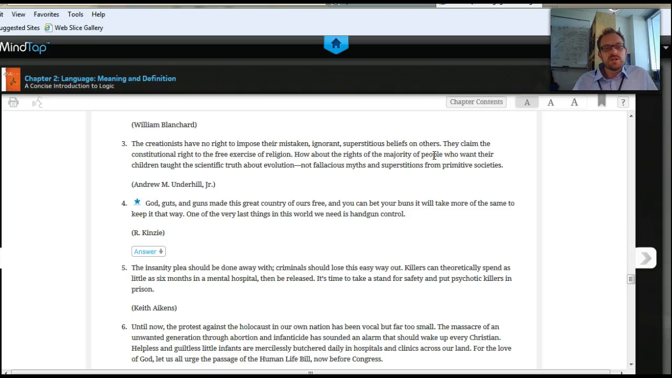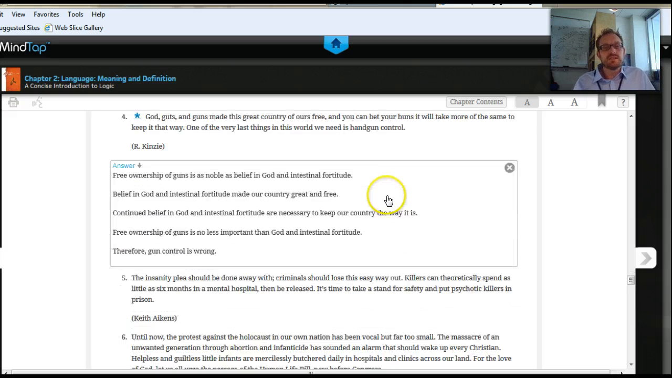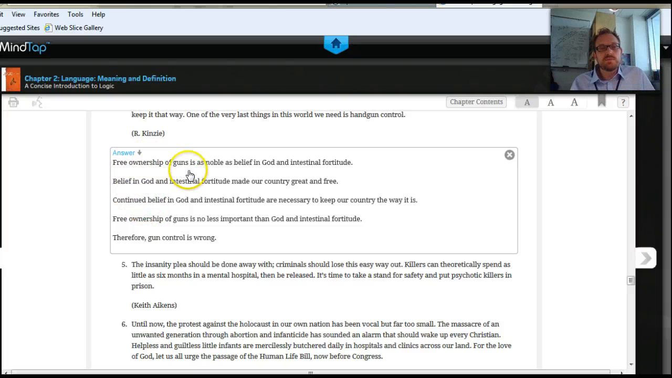So the question then becomes, what exactly is the cognitive meaning? For instance, it could be rephrased like this: free ownership of guns is as noble as belief in God and in intestinal fortitude. Belief in God and intestinal fortitude made our country great and free. Continued belief in God and intestinal fortitude are necessary to keep our country the way it is. Free ownership of guns is no less important than God and intestinal fortitude. Therefore, gun control is wrong.